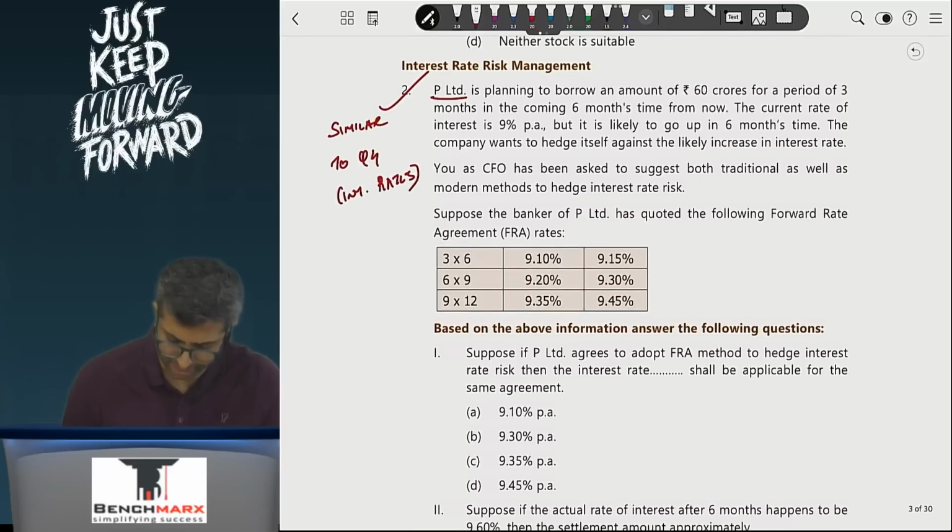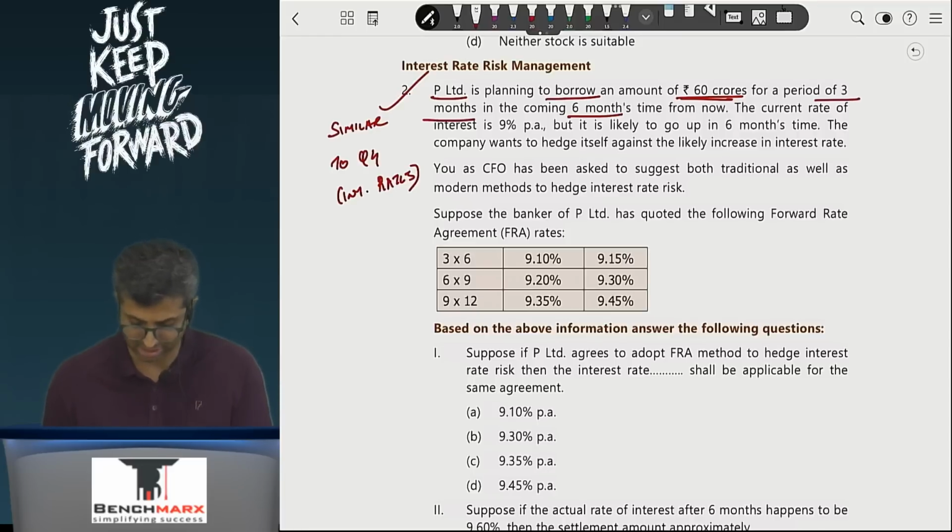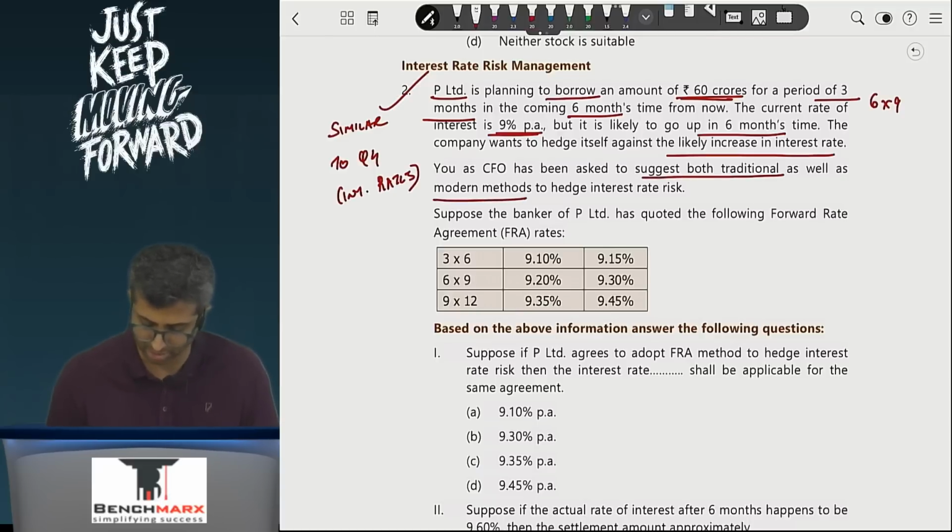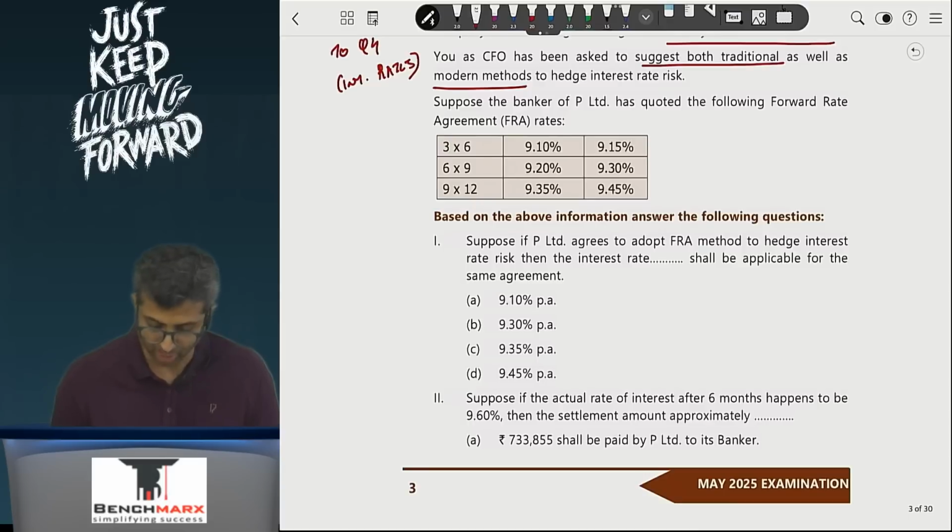P Limited is going to borrow an amount of 60 crores for a period of around 3 months, in the coming 6 months' time from now. So 6 months later for 3 months, so ideally 6 by 9 should be your ideal. The current rate of interest is 9%, but it is likely to go up in 6 months. As a borrower, you are worried about that, and the company wants to hedge itself against a likely increase in the interest rate. Your CFO has been asked to suggest both traditional as well as modern methods to hedge the interest rate risk. Suppose the banker of P has quoted the following forward rate agreement, that is FRA, as under.